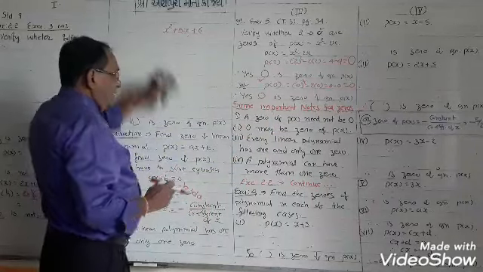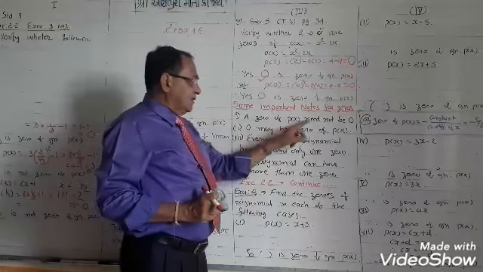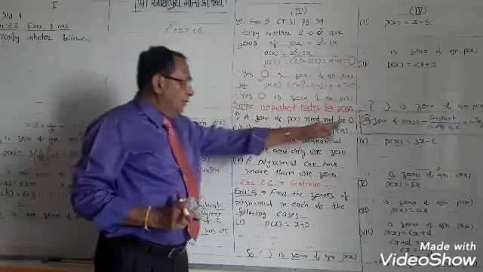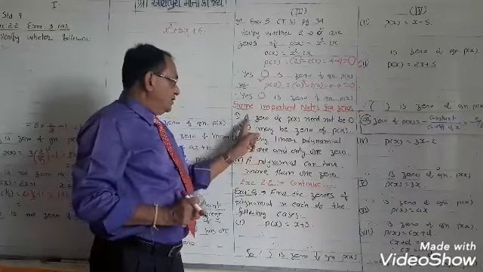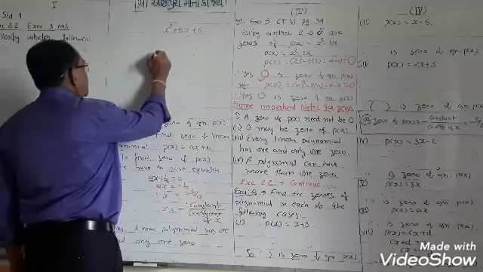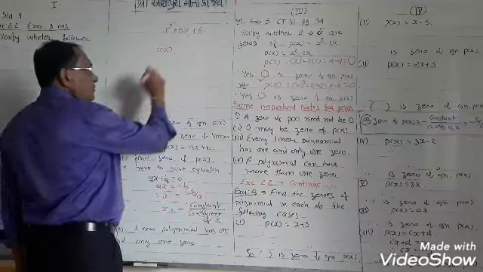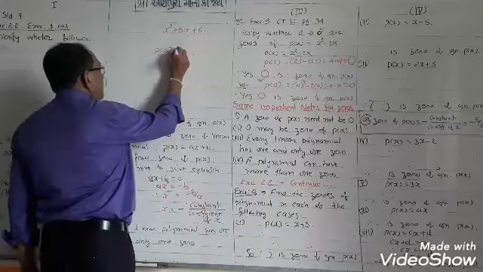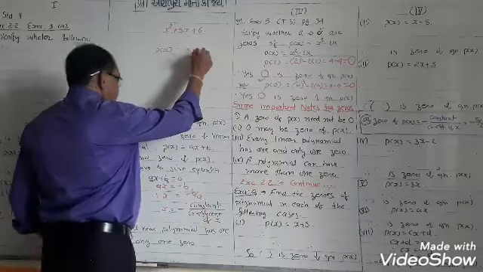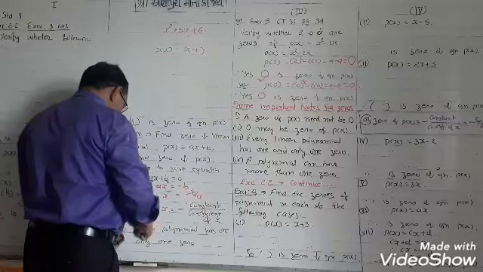First one: a zero of p(x) need not be 0. Suppose p(x) is equal to x plus 3.